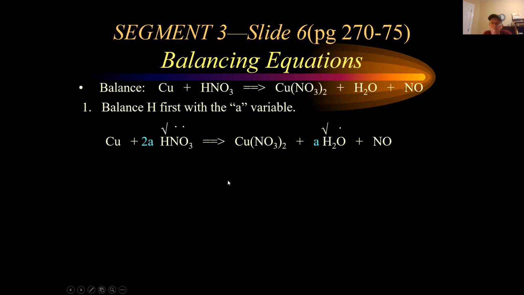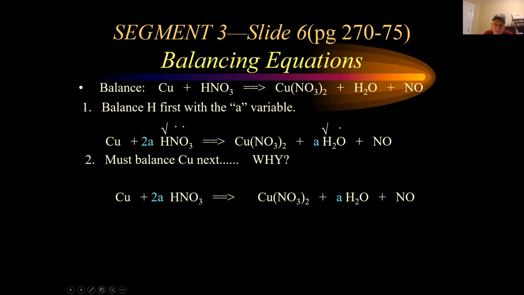Now what do I do? Students always ask me, how do I know when to switch from the A variable to the B variable? The answer is really simple. When you can't balance anything else with A, and I can't balance anything else with A here, that means I've got to switch to B and switch to another element. None of the dotted ones. The only one left is copper. And so I'm going to balance copper next. And I just explained why.